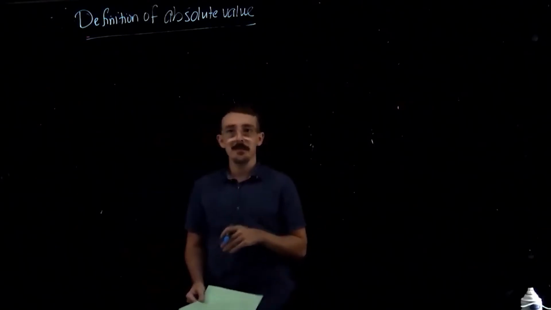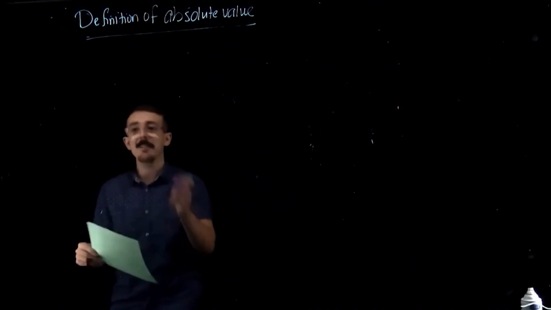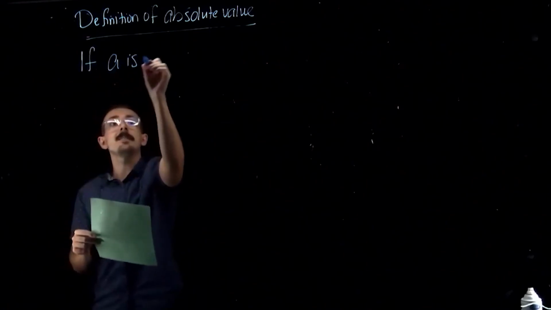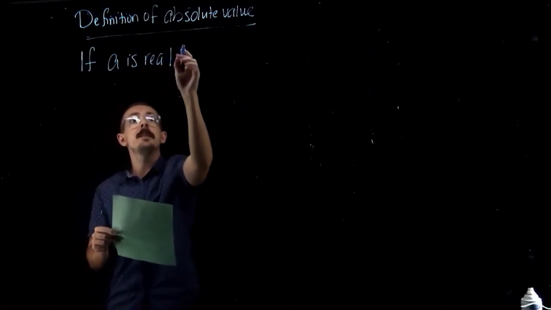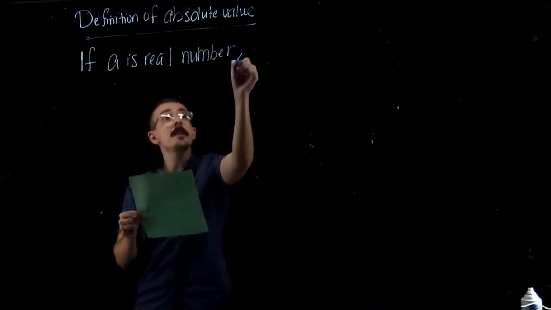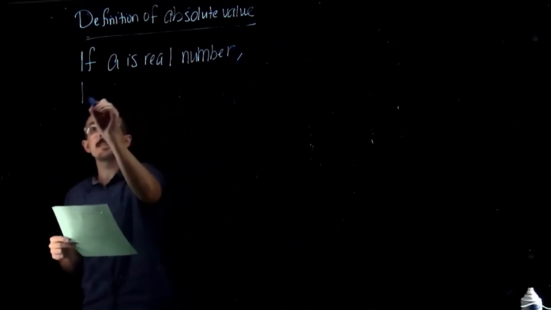All right, so the last thing we're going to talk about in Lecture 1 is the definition of absolute value. So let me go ahead and give that to you right now. So we're going to say, if A is a real number, then we're going to define the absolute value like this.